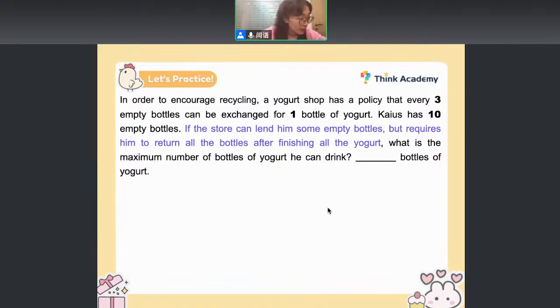How many? Now the store can lend him some bottles, but do remember to return all the bottles as well. That is, for example, if you want to borrow 100, you also need to return 100. Okay? If you want to borrow 1, you must return 1. Clear? Think about it. For such a question, what should we do? Okay, so here you see this is the most challenging type of barter trade.